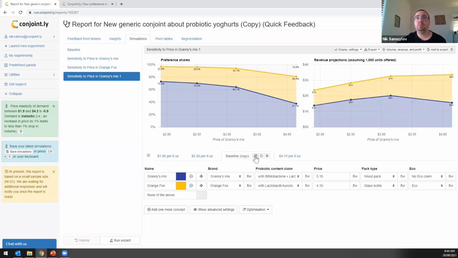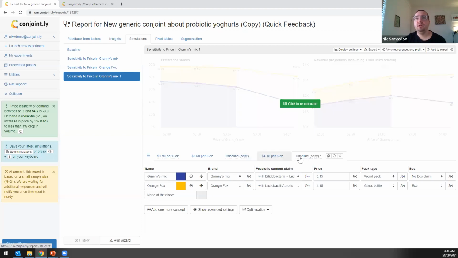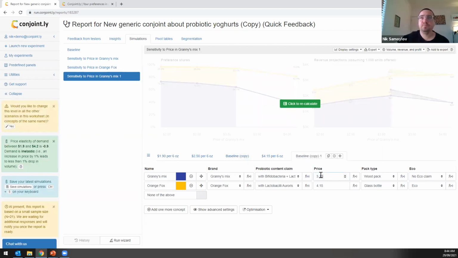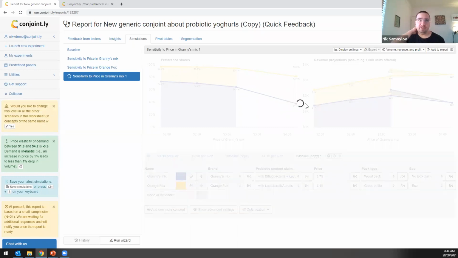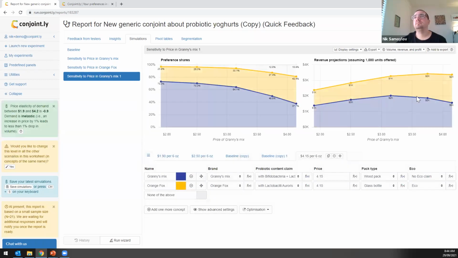Maybe we could try another one. We could try maybe, for example, not quite 415, but maybe, for example, 375, and try to recalculate it and see maybe if 375 performs a little bit better. Yeah, that's 375, and it doesn't. So 315 is still the one that helps optimize revenue. So this is one way to use the simulator.